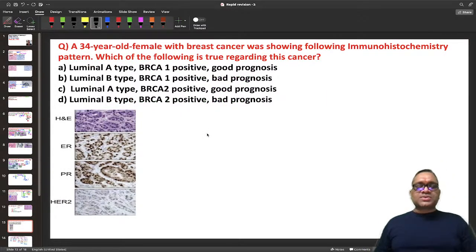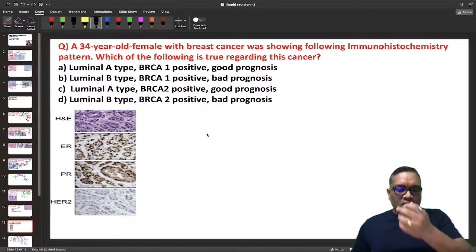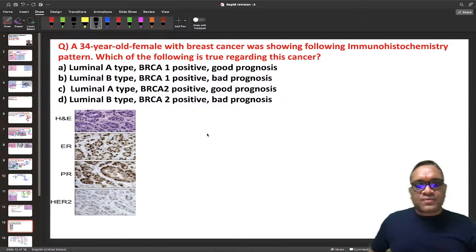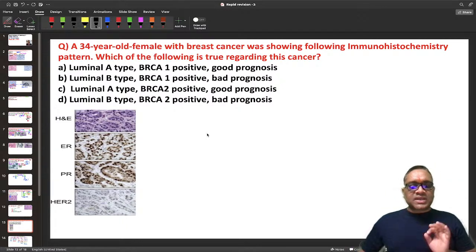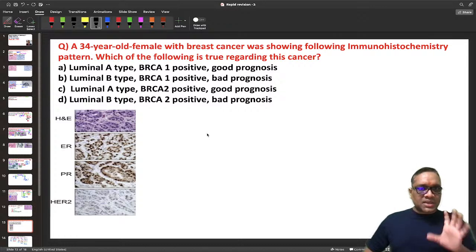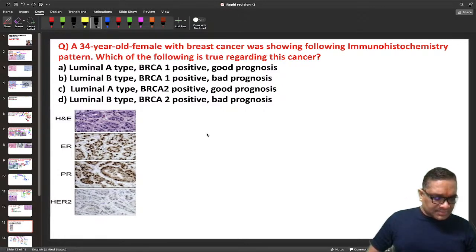Now coming to the next question. A 34-year-old female with breast cancer was showing the following immunohistochemical pattern. Which of the following is true regarding this cancer? This kind of question can come in your exam. Something is going to come in your exam from this classification of breast cancer.